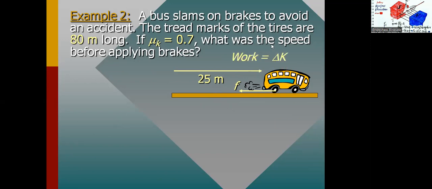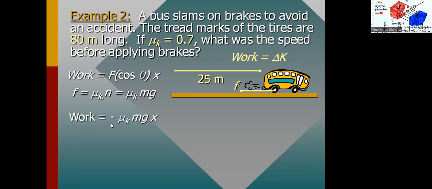Okay, work done. By the work-energy theorem, work equals the change in kinetic energy. From this, work is F cos theta times x, where theta is the angle between the displacement and the force. The frictional force is mu k times N, that is, mu k times mg. On a level surface, the normal force is equal to mg. Finally, the work done is equal to minus mu k times mg times the displacement.